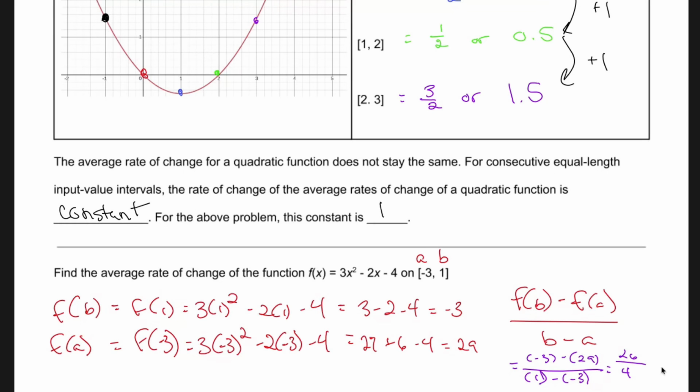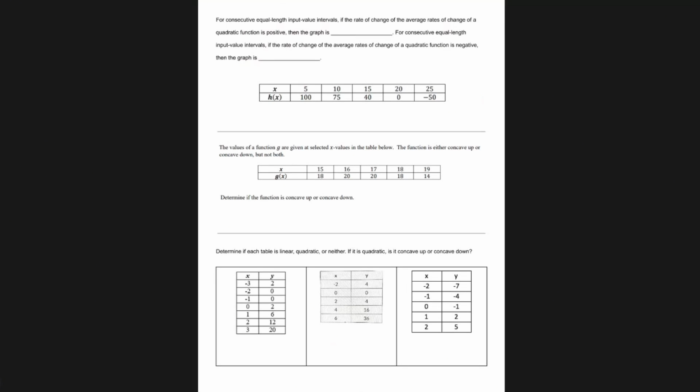So those are both even, divisible by 2. Let me write it over here where I just have a teensy bit more space. 26 over 4 is 13 over 2. All right. Not pretty, but it ain't gotta be. You know what I'm saying?